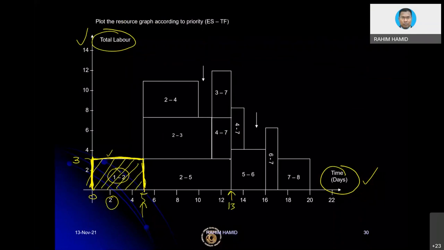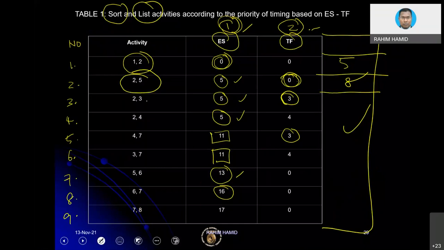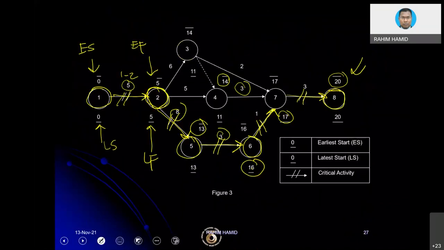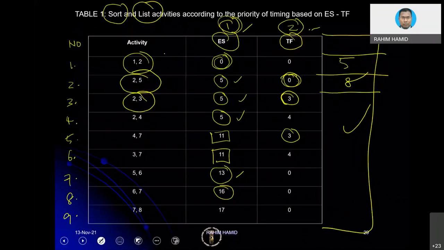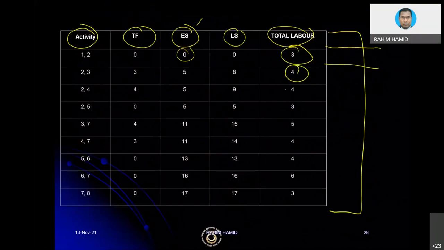See, you will draw this line. And then how many workers? Basically 3. So this is activity 2, 5 that occupies this resource histogram. Then you go for activity 2, 3, which will also start on the 5th. Activity 2, 3 would basically be 6 days. This is 4. And how many laborers? Basically 4 and 3. Okay.